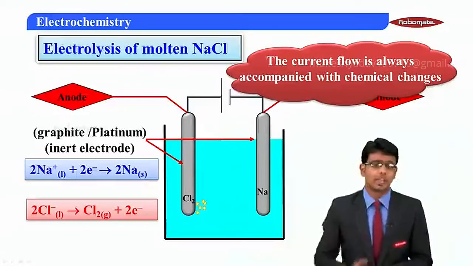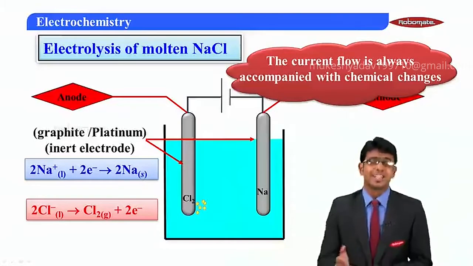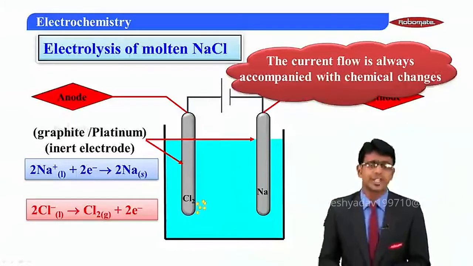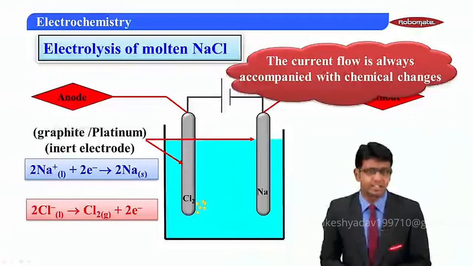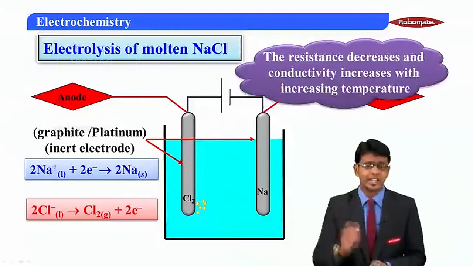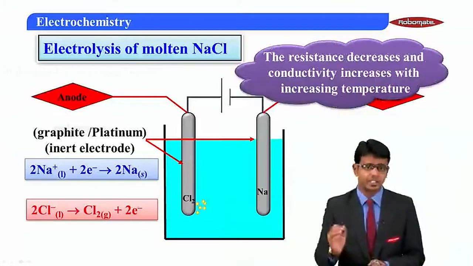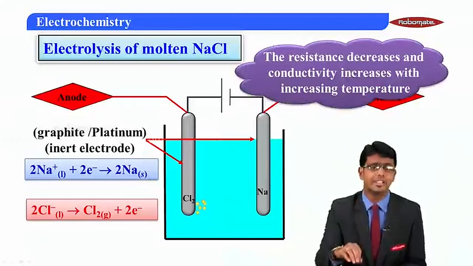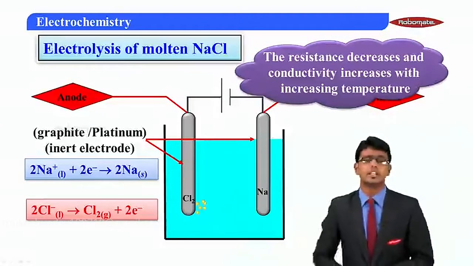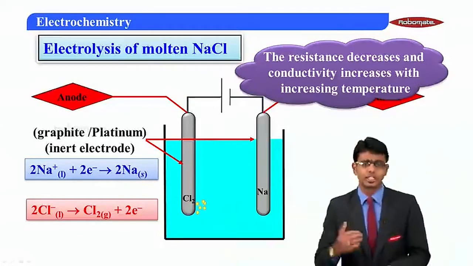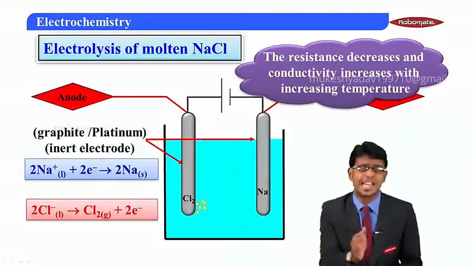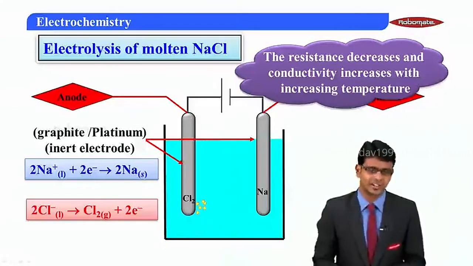Now, to give you the idea with respect to the effect of temperature on conduction in the case of electrolytic conductors, the resistance will decrease. If resistance is decreasing, obviously conductivity is going to increase with increasing temperature. So this is the effect of temperature on conductivity as far as electrolytic conductors are concerned.